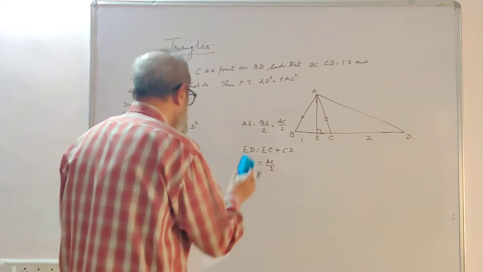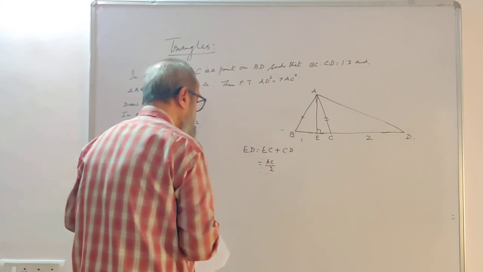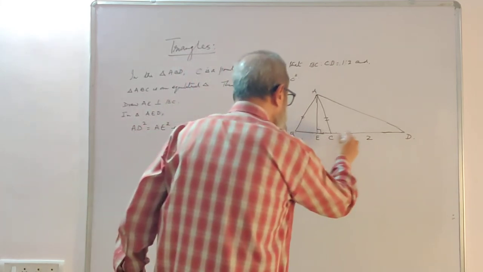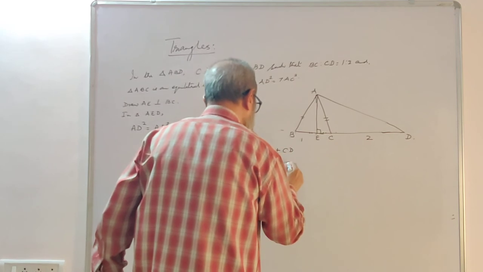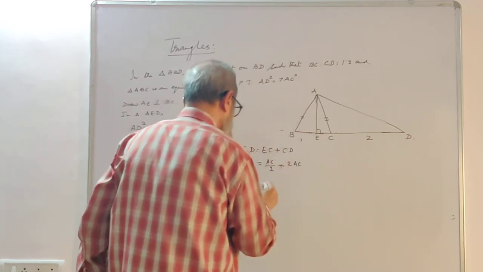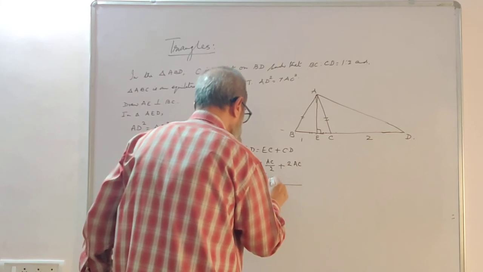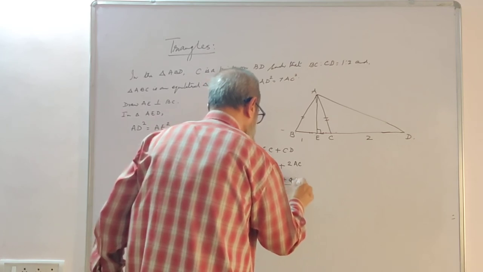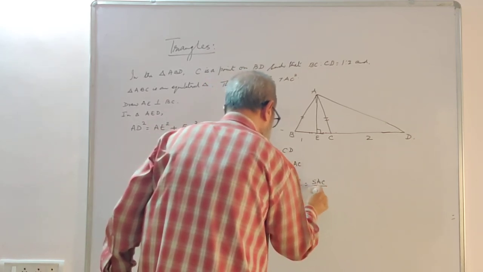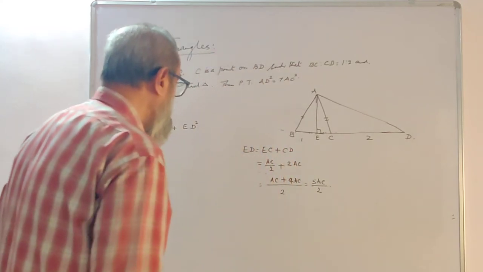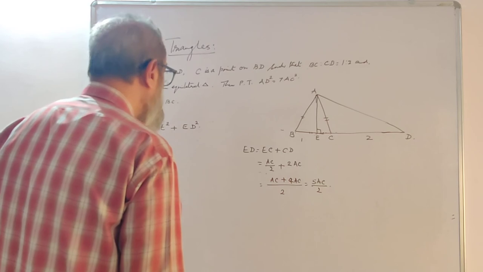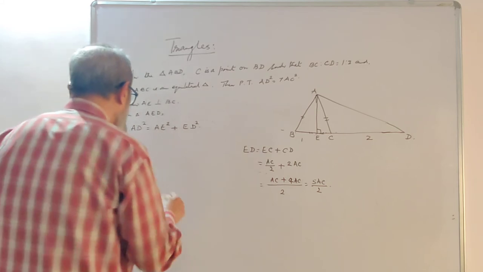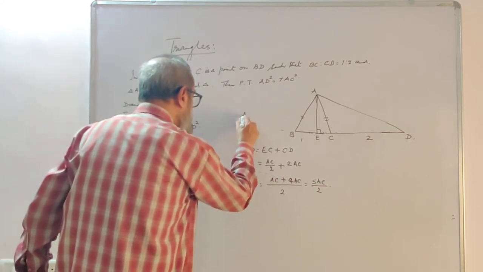Now, here I have made a mistake. This is AC by 2 plus CD will be twice AC. So this will be equal to AC by 2 plus 2AC, that is AC by 2 plus 4AC by 2, that is 5AC by 2. Which one? ED will be 5AC by 2.